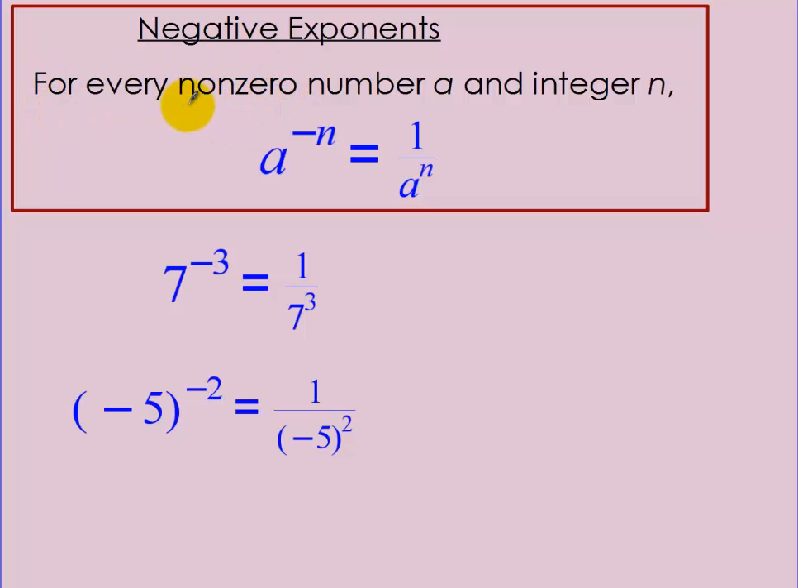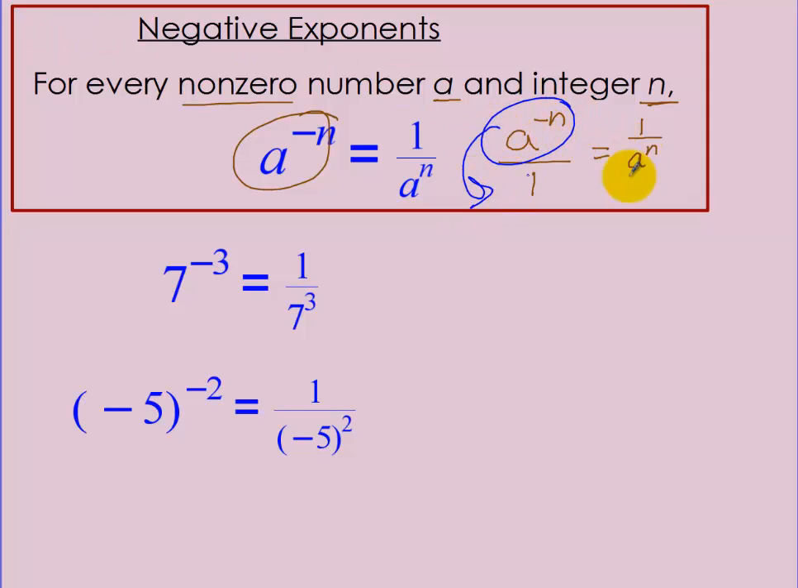Now, negative exponents. So for every non-zero number a, and an integer n, a to the negative n power equals 1 over a to the positive n power. So basically what we're doing is we're taking the negative, and the way I like seeing this, a to the negative n over 1 to the a to the positive n. It's like you're taking an a to the negative power, and then you flip it to the bottom side of the fraction. If it goes to the bottom, then it becomes a to the positive n power.